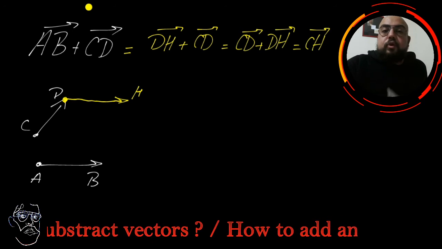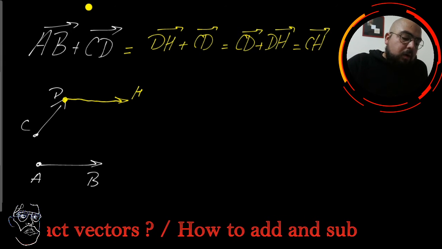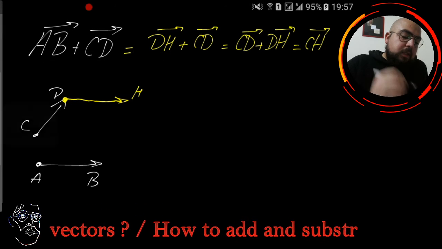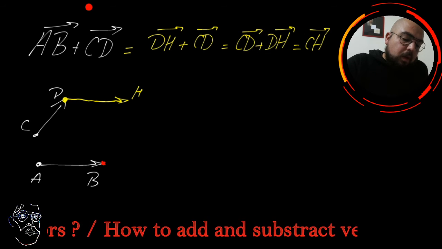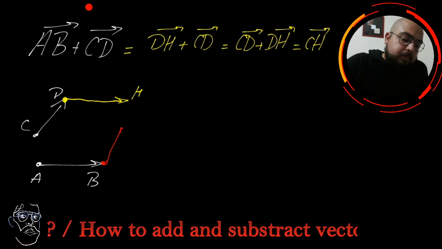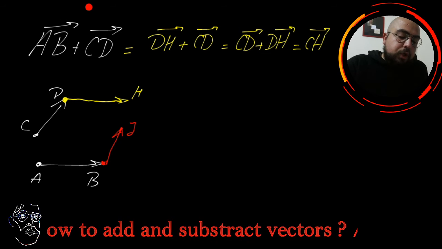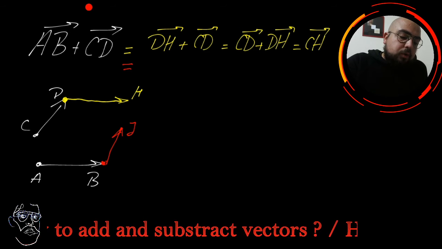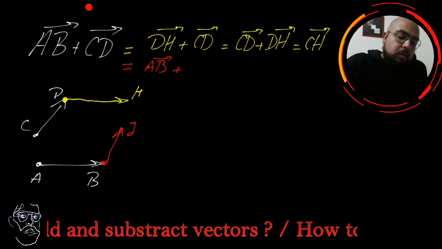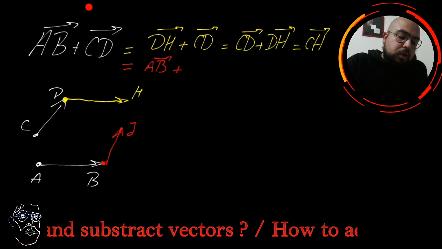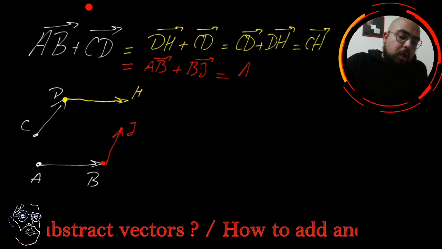Now, what if you chose to do the translation of CD instead of doing the translation of AB? Again, very simple. At the point B, I'm going to do the translation of CD. As you can see, I will reach a point, I'm going to call it J. So this addition will be equal to AB plus BJ, sorry. So it will be equal to AJ.